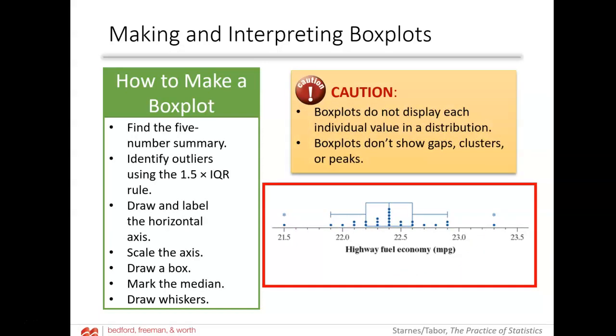Box plots do not display each individual data value in the distribution. So that's a bummer about a box plot. If you're trying to figure out where those little tiny dots came from, a box plot won't do it for you. They don't show gaps or clusters or peaks. So it's not the best distribution, but it is a type of distribution that will help us do a quick analysis of our data spread.